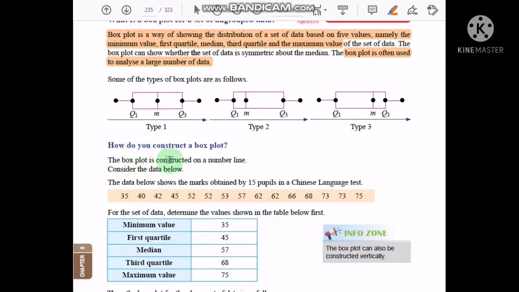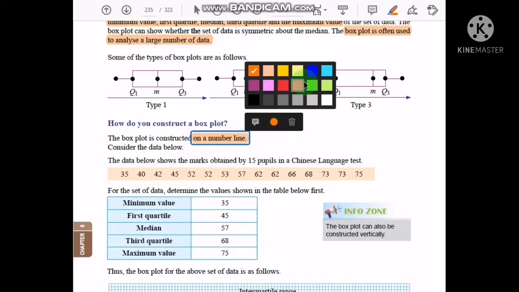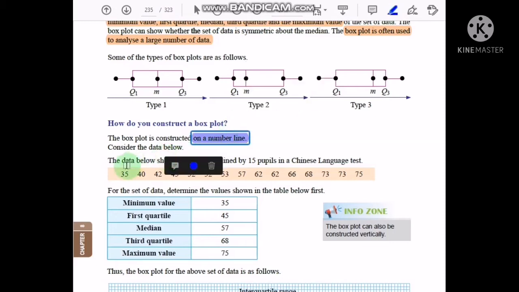How do you construct a box plot? Okay, the box plot is constructed on a number line. As for your information, a box plot is constructed on a number line. Okay, next let's look at this one. The data below shows the marks obtained by 15 people in a Chinese language test. So this is the result of the test.